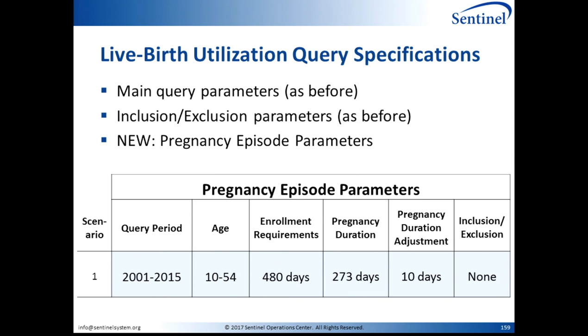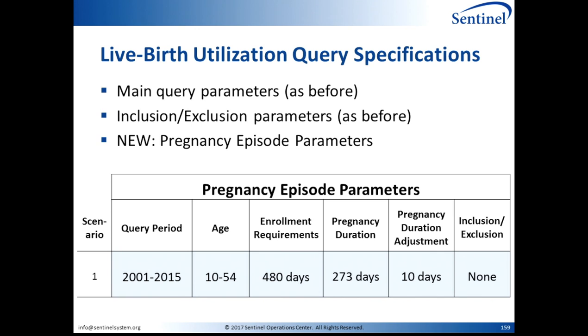You can take the 273 and say, well, that's a standard 40-week gestation, but if I have a 42-week gestation, it's going to go a little bit closer to 300, and then I'm going to add time in for any of my inclusion and exclusion criteria, and that's where I get to my enrollment requirement. That pregnancy duration is, again, saying, this is what I think a typical 40-week pregnancy is. The pregnancy duration adjustment is a period of time around that live delivery code when I'm going to look for those pre- or post-term codes.